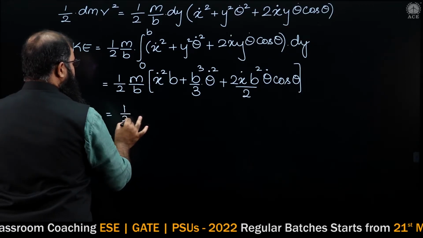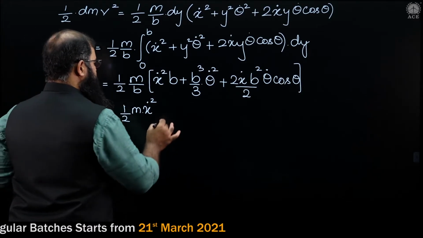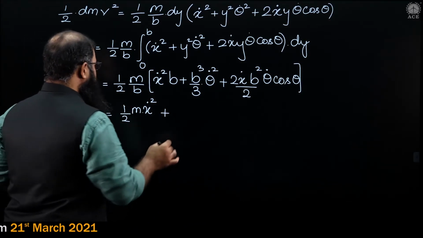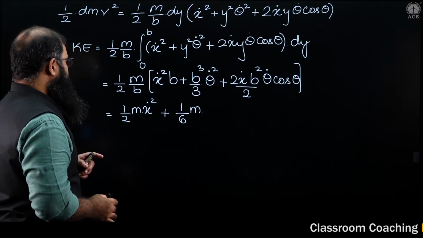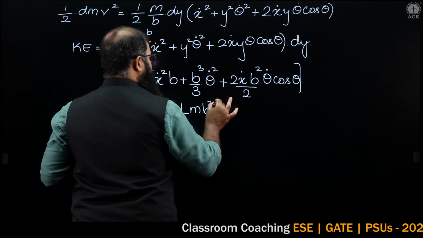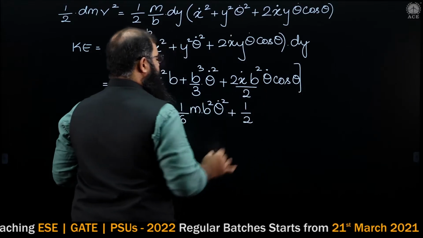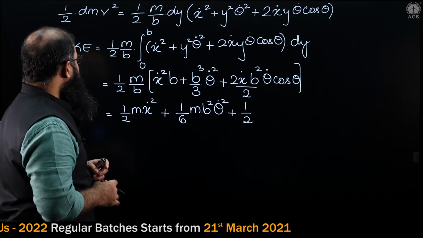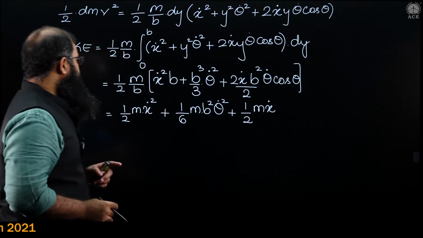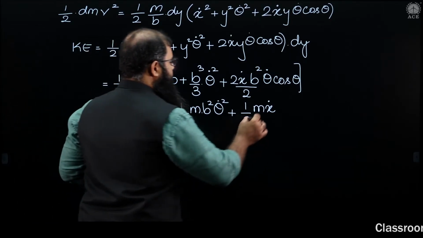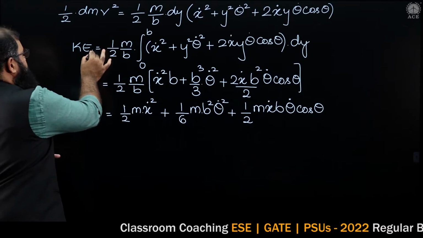So this is going to be equal to half small m into x dot square plus 1 by 6 small m into b square theta dot square plus 1 by 2, b cancels off, so I'm having over here m into x dot and b multiplied to theta dot cos theta. This is the kinetic energy of the rod.